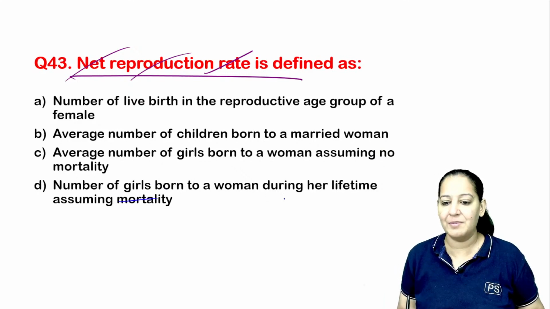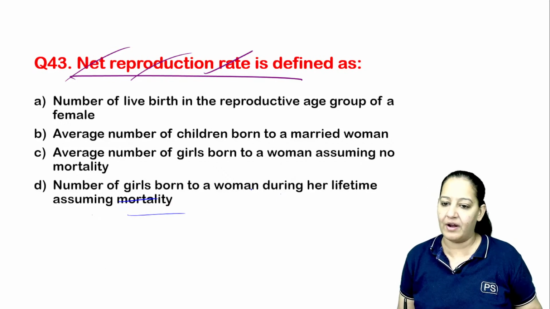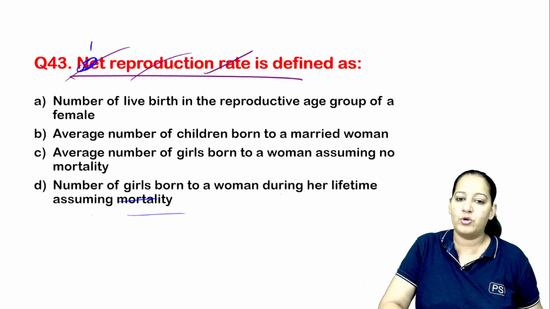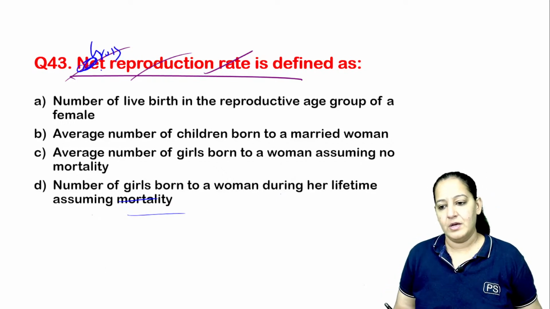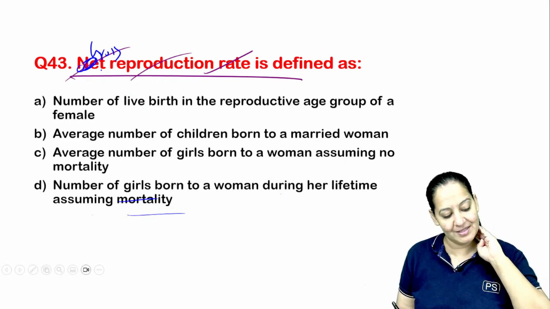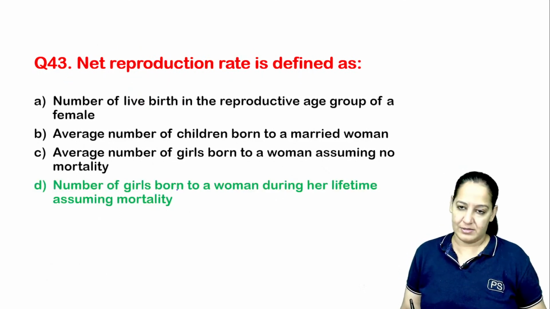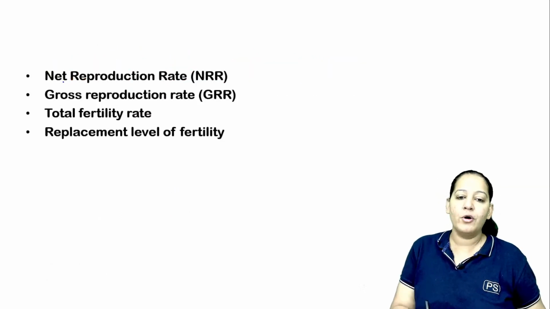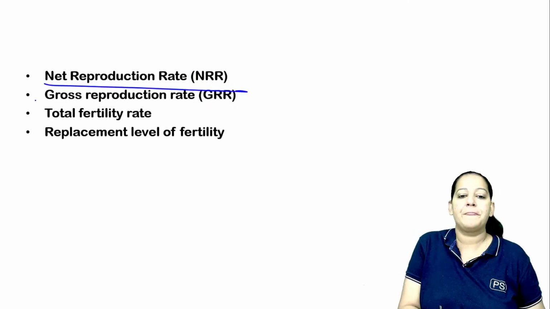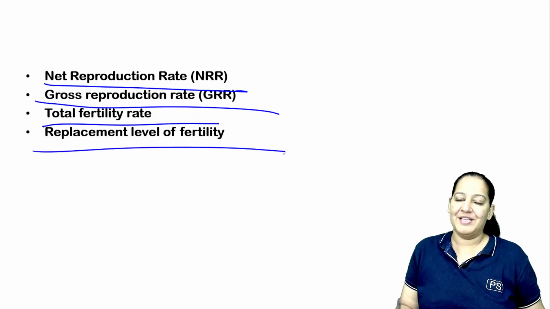It is the number of girls born to a woman during her lifetime, attaining the mortality. Okay, you all are right. If I change the question from net to gross, what is the answer now? In that case, what would you like to change? Would you like to change the answer? Yes, you are absolutely right. Many students may know that, but for the students who don't know, let me tell you. So I'm going to tell you four things: NRR, GRR, TFR and replacement level.